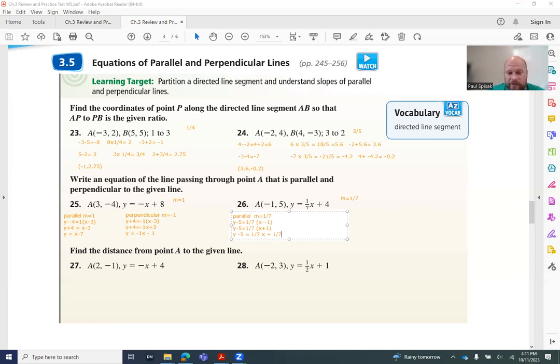Then we need to get the 5 over to the other side, so we're going to subtract it. This one does not work out very nicely. I'm not going to give you any fractions like this on the test. So we still have the 1/7 x. And then we're adding 5 to that. So we're going to do 5 times 7 plus 1. 5 times 7 is 35. Plus 1 is 36. So 36/7. Or if you want to do it as a decimal, you could do it as a decimal. But that would be our answer. All right. For a perpendicular, it doesn't get any nicer.